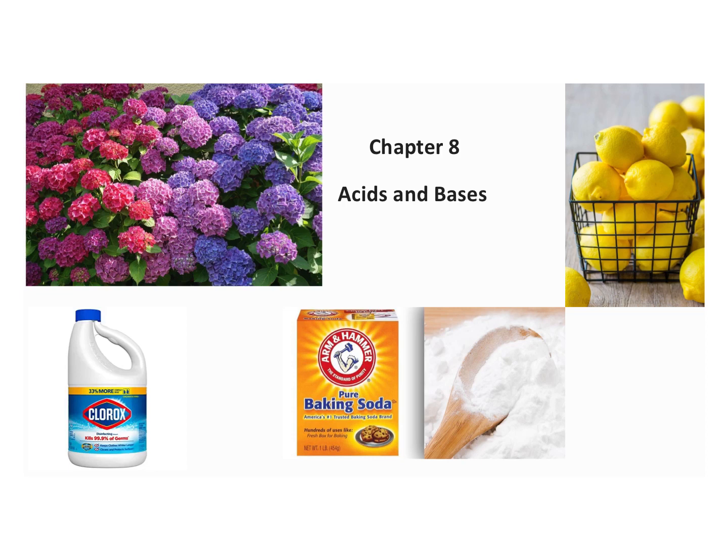In this chapter and screencast, we are going to talk about acids and bases. Acids and bases are all around us. They do things like influence the color of different types of plants. So this is a hydrangea, and its color, whether it's blue or red, depends on if the soil is acidic or basic.